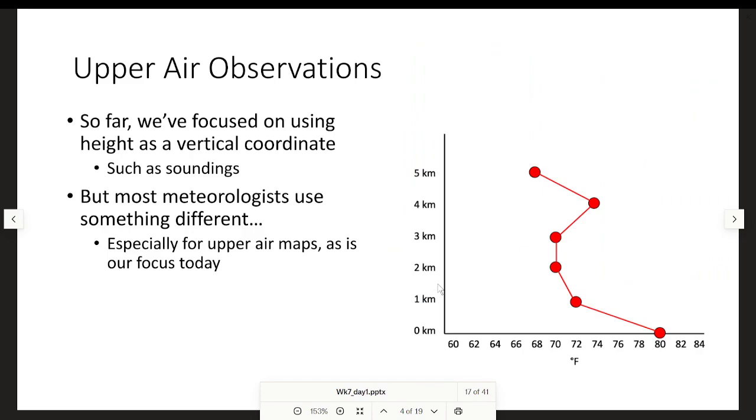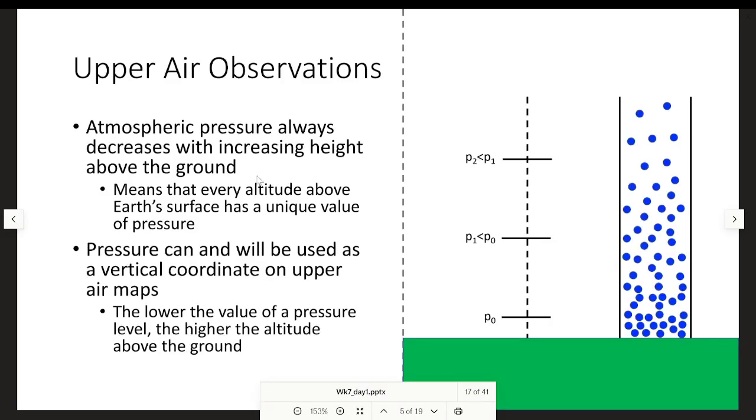Okay, so remember this diagram. We talked about it a little bit. This is the x-axis, and it's just the temperature in Fahrenheit, and the y-axis is the height above the ground. We focused on using height as the vertical coordinate in soundings, but as I've said before, we usually use something different, and for upper air maps, this is something that we will use, and it's what's used on the weather model websites. So we use pressure coordinates.